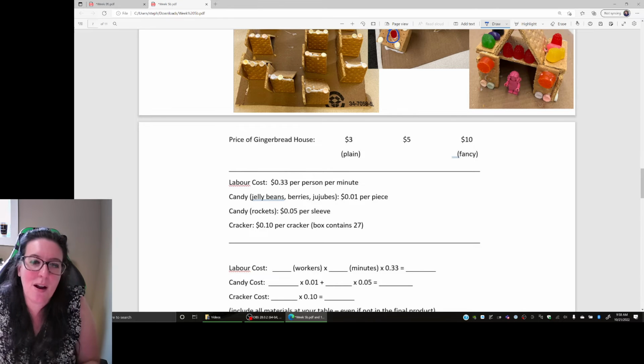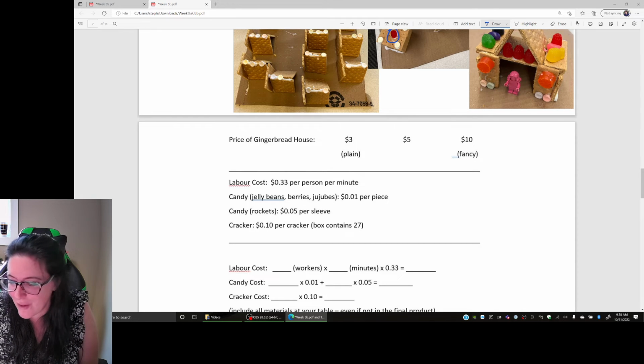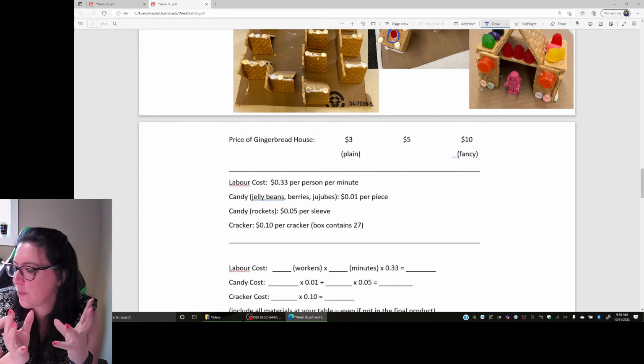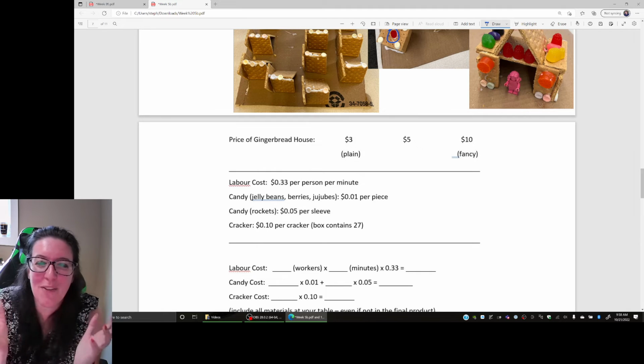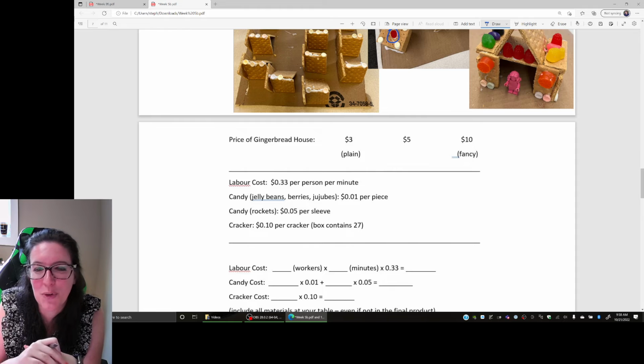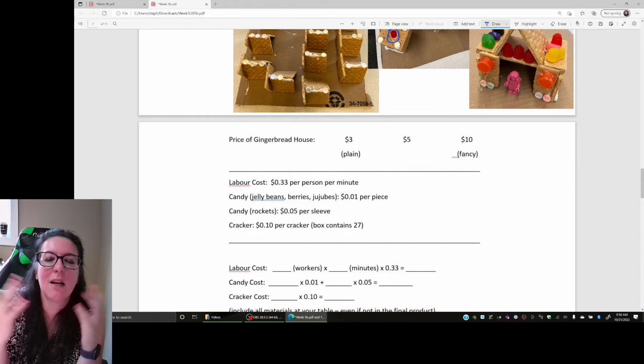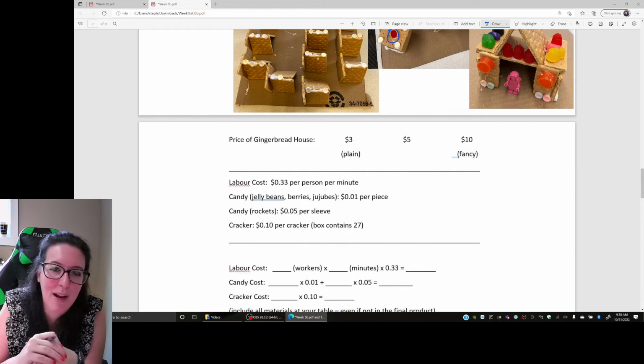If you buy a box of these, then these gingerbread, or what are they called? Graham crackers. That's what they are. So if you get a whole box of graham crackers, that's like 27 crackers in total. So here we have our costs. Here we have our price that we can sell our gingerbread house for.